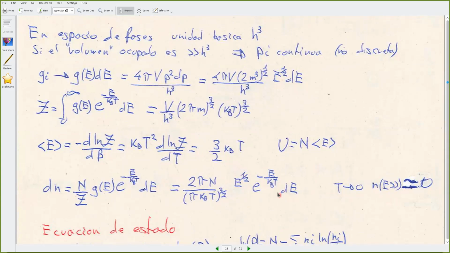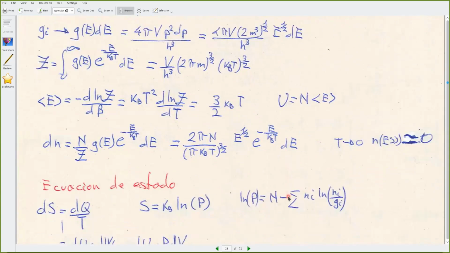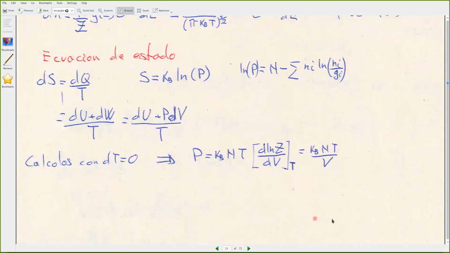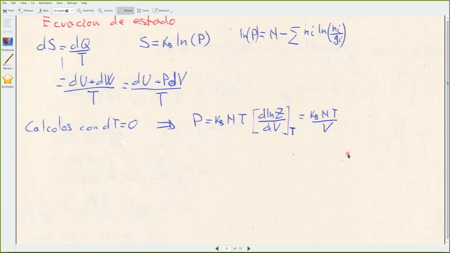You can see here that, for example, if your temperature goes to 0, the states with high energy are almost empty, going down exponentially. Using this statistics, we can calculate the classical equation of state of the ideal gas, since the ideal gas follows the Maxwell-Boltzmann distribution.